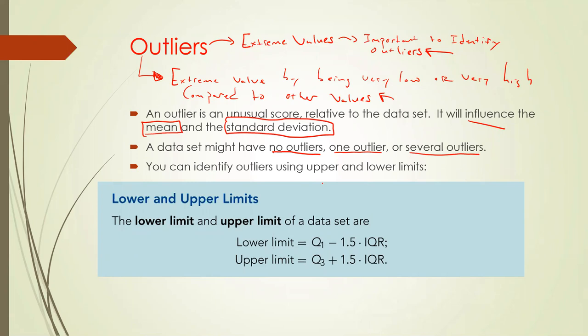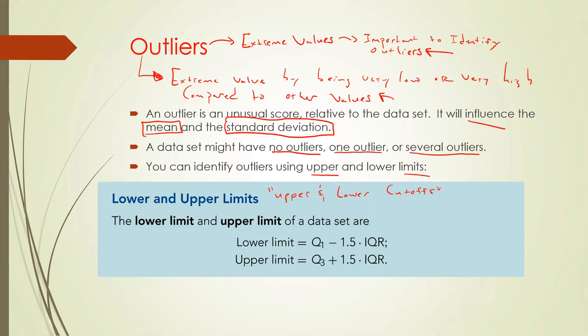So you can identify outliers using what we call upper and lower limits. And sometimes you'll hear me refer to them as upper and lower cutoffs instead. Okay, so the cutoffs and limits are just synonymous with each other. So sometimes I'll mix it up, okay?